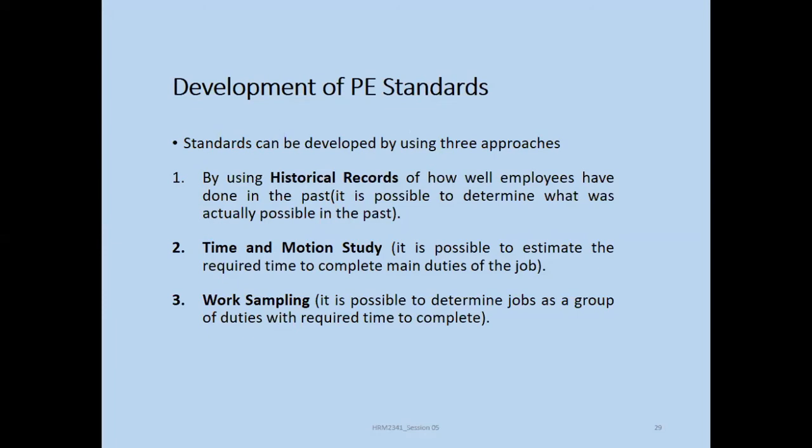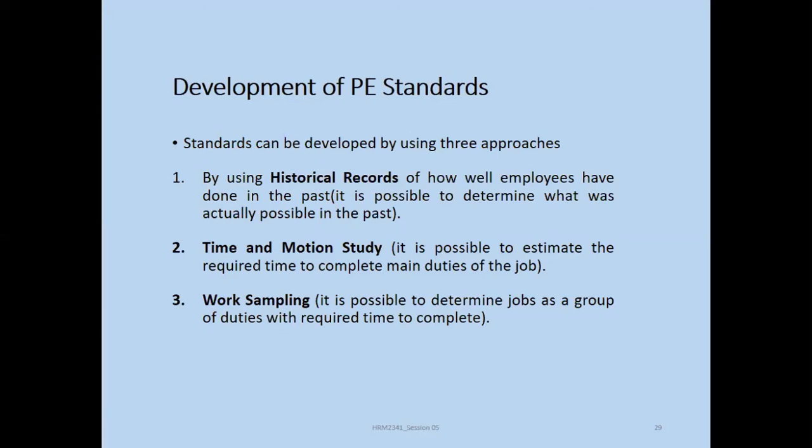The third approach is work sampling. This is very simple. Out of the population, the entire organizational group of employees, we can randomly select a group of employees. Then, at random time periods, we can observe that sample. Then we can record. By using that record, we can determine normal work, the ability to perform. Employees can perform this quantity of work.